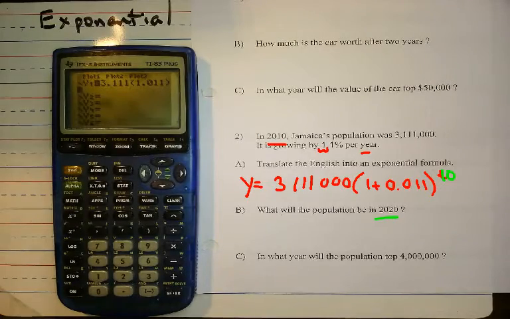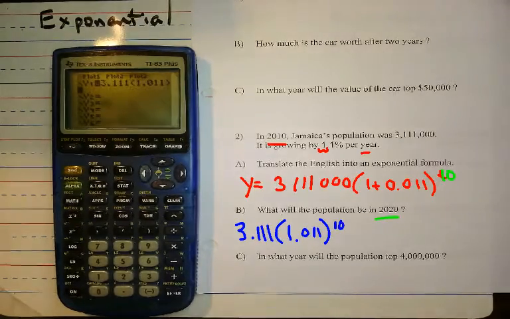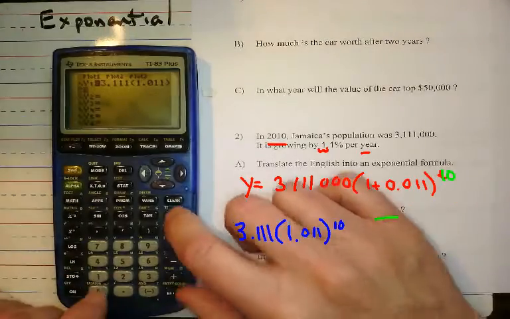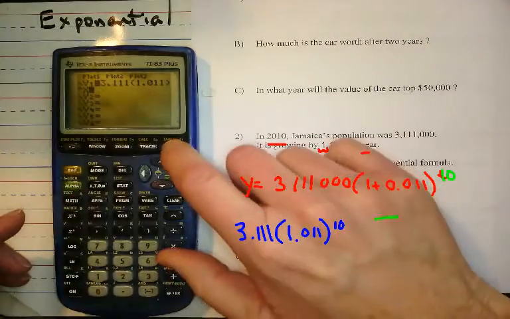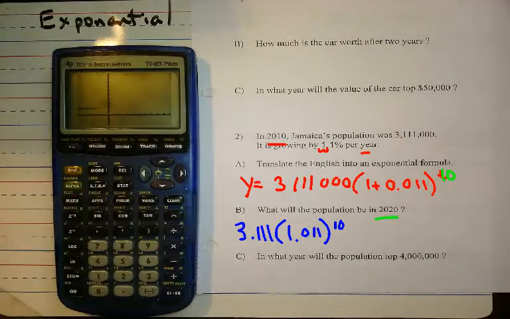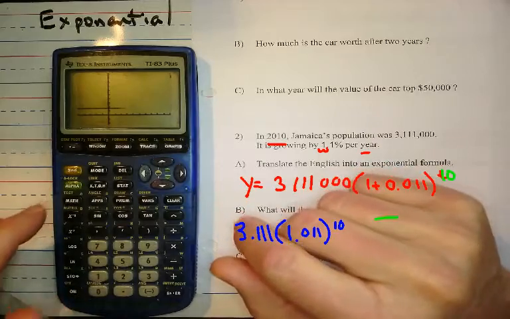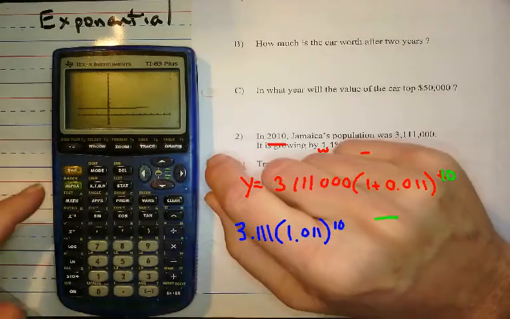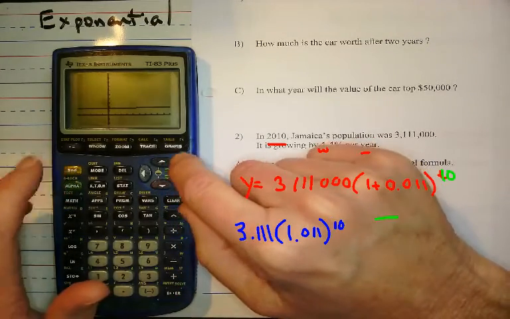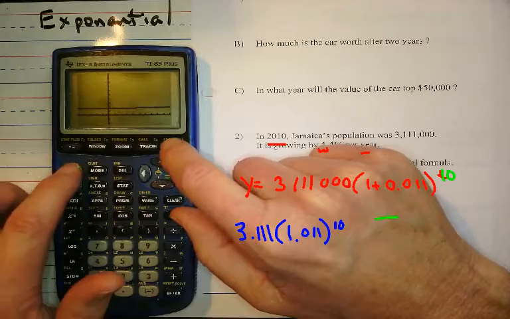Let's see, I don't really like that color. Let's do this one. So I wrote 3.111 parentheses 1.011 raised to the 10th power. Actually, I'm raising it to the x power so that I can see, whoops, I'm graphing. I want to know what's happening in my value here. So I'm going to do second table.